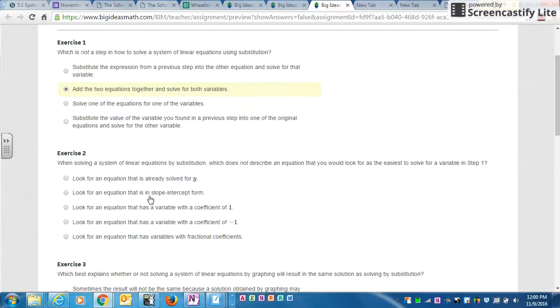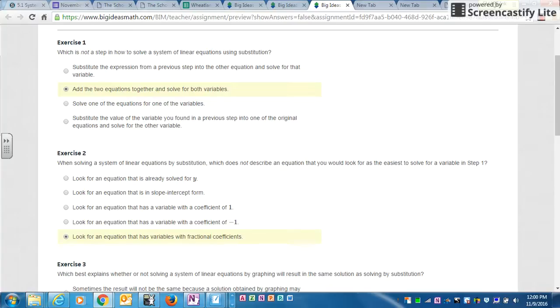Look for an equation that is in slope-intercept form. That's the same thing as solving for y. That's y equals mx plus b. Look for an equation with a variable with a coefficient of 1 or negative 1. Either one is a good thing. And then look for an equation that has variables with fractional coefficients. So this would be the least likely you would want to solve for.